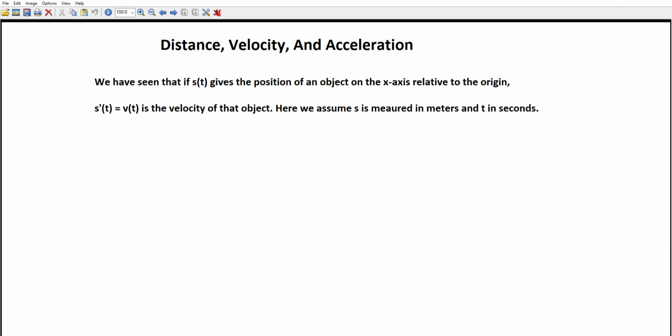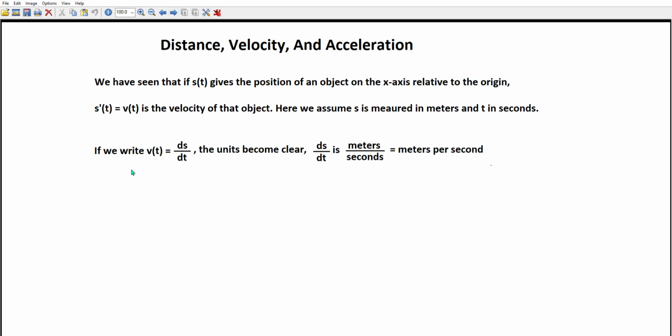Now let's talk about distance, velocity, and acceleration. We've seen that if s of t gives the position of an object on the x-axis relative to the origin, the derivative of that function is the velocity of the object. And here we're going to assume that s is measured in meters and t is measured in seconds. If you write v of t is ds/dt, the units become clear. ds/dt is meters over seconds, which gives us meters per second.